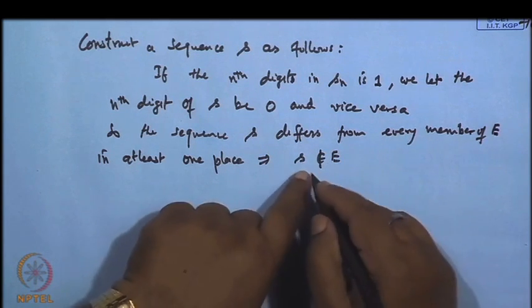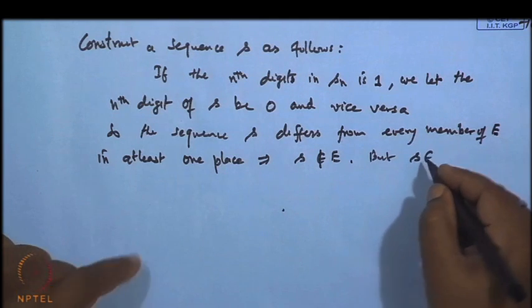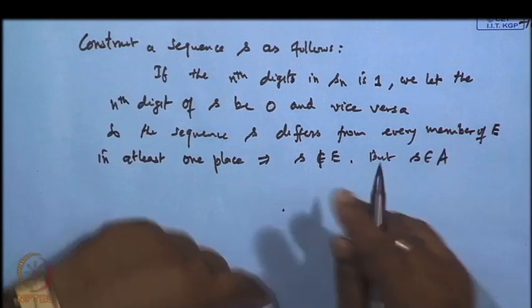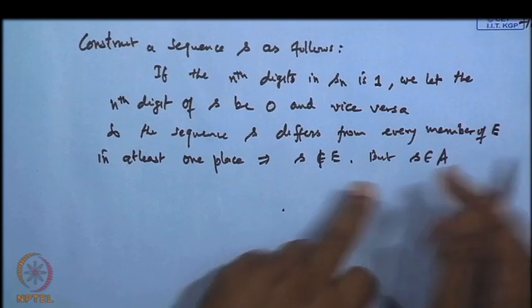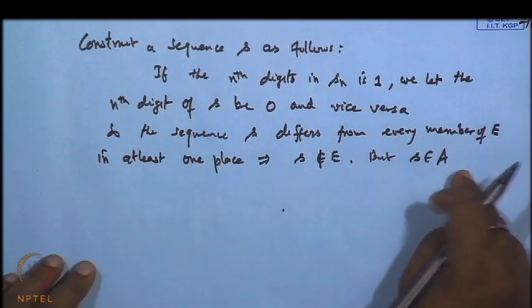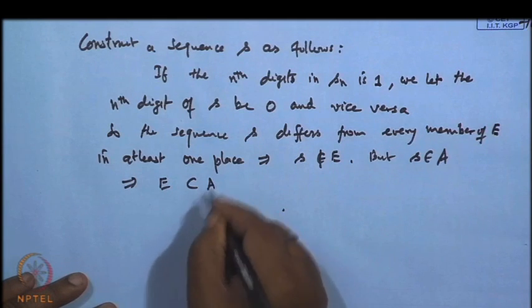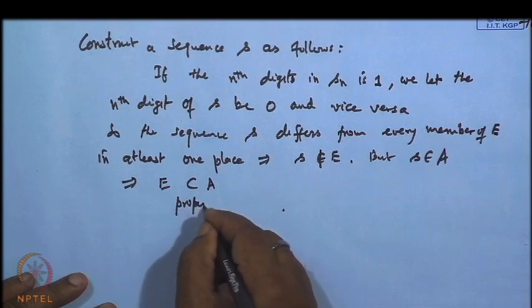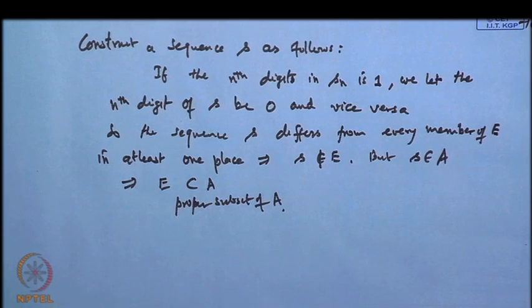It means what? But S is an element of what? A, because A is the collection of all such sequences whose digits are either 0 or 1. So, E is a proper subset of this. This implies E is a proper subset of A. Okay, E is a proper subset of A.